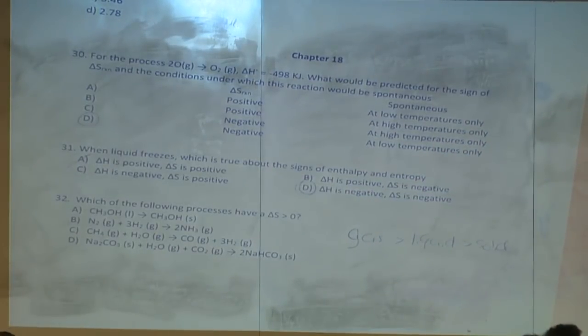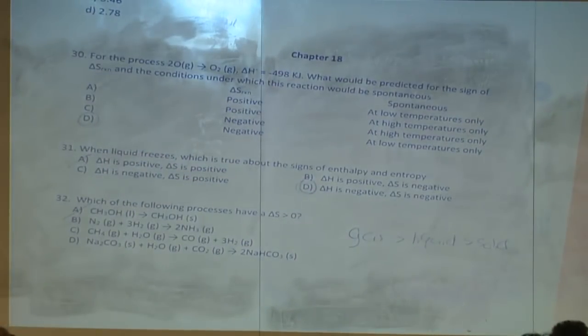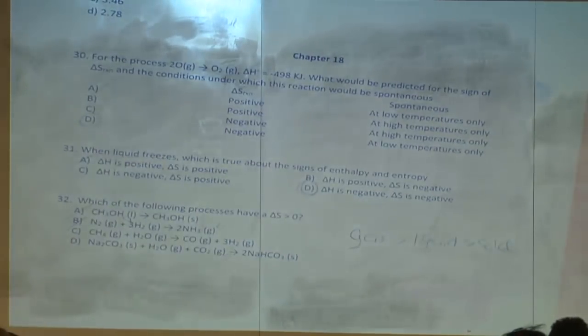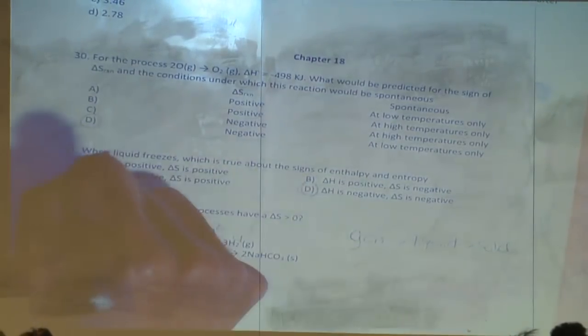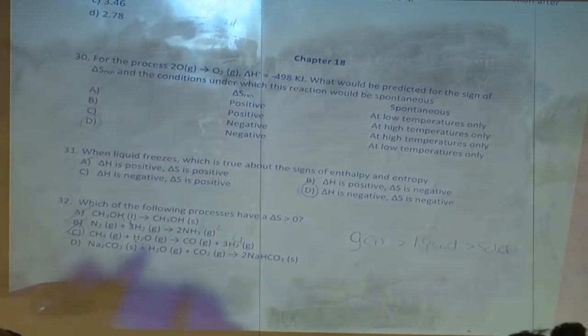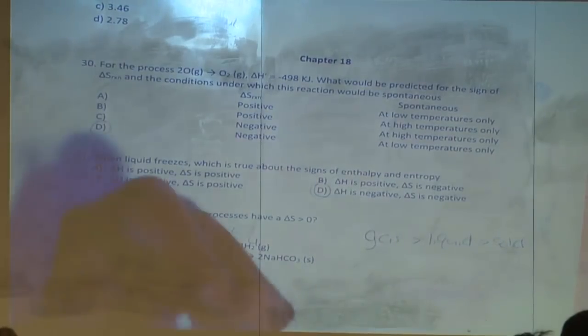So for A, the delta S isn't greater than 0 because you're going from a liquid to a solid. Now for B, the delta S also isn't greater than 0 because you're going from 4 moles of gas to 2. For C, you're going from 2 moles of gas to 4, so delta S is greater than 0 for C. Now it's not greater than 0 for D because on the reactant side you have a solid and 2 moles of gas, and you're going to only 1 solid, so the entropy decreased.